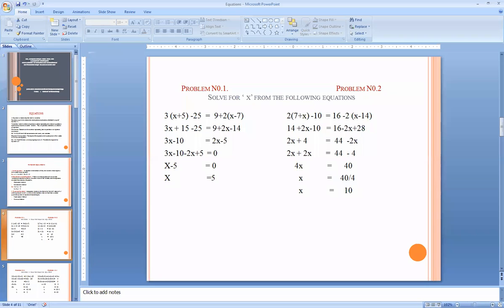But multiplication becomes division, and division becomes multiplication. Only in the case of addition and subtraction, the plus values will become minus and the minus values will become plus when changing position from the left hand side to the right hand side.